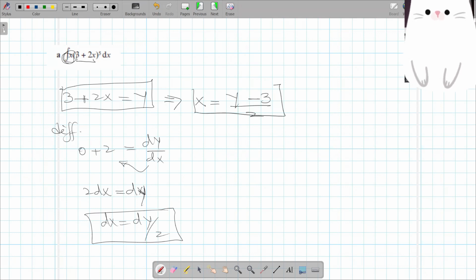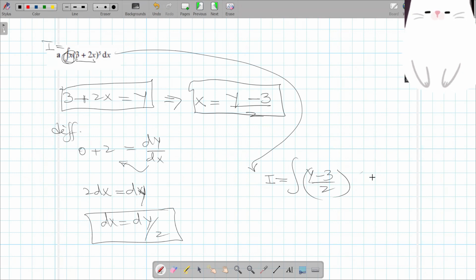So we will put x equal to this. Make all these substitutions into this integral. If we suppose this integral to be I, then I is going to be equal to the square root of x, which is (y minus 3) divided by 2. And 3 plus 2x, we have supposed equal to y to the power 5. And dx is dy by 2.